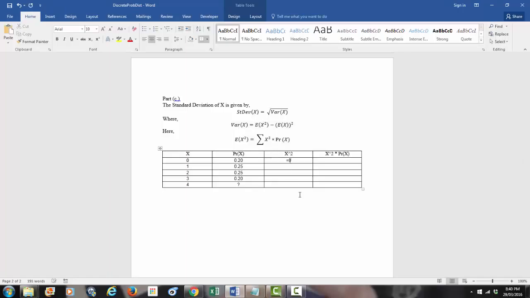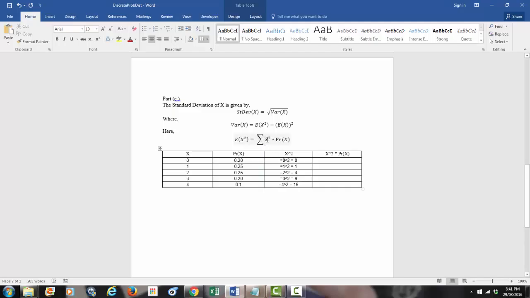So this is equal to 0 squared, which is equal to 0. Next one is equal to 1 squared, which is equal to 1. This one is equal to 2 squared, which is equal to 4. This one is 3 squared, which is equal to 9. And then lastly we have 4 squared, which is equal to 16.